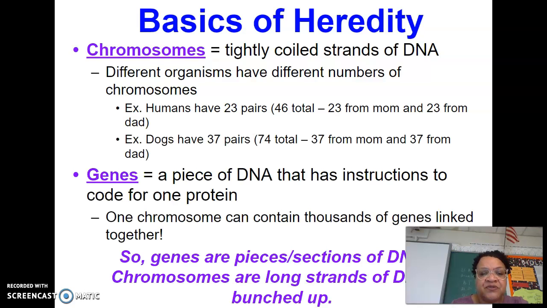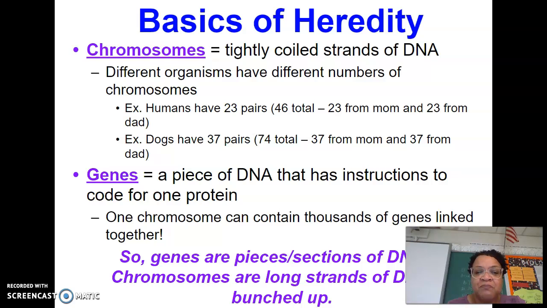Just some additional information for you. Chromosomes are tightly coiled strands of DNA. Different organisms have different numbers of chromosomes. We have 23 pairs, 46 chromosomes. You get half of your chromosomes from mom, the other half from dad. Dogs, as another example, have 37 pairs of chromosomes, 74 total. They get 37 from their mom and 37 from their dad.